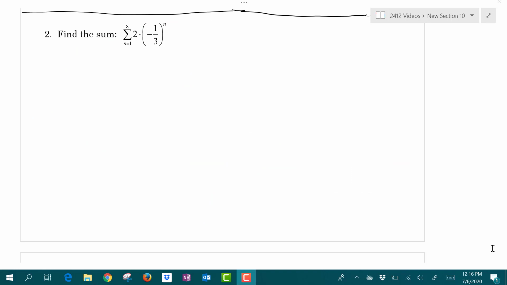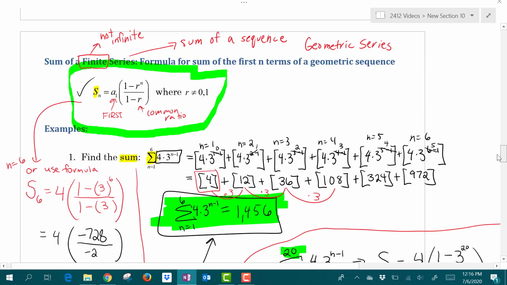For example 2, we're asked to find the sum of this sequence. Before we attempt to use any formulas, so for example, let's go back up here, this formula here only works for geometric sequences. So before I attempt to use that formula, I want to make sure that the sequence I'm working with is actually a geometric sequence. To do that, we want to verify that we have a common ratio. So we want to find that r value.